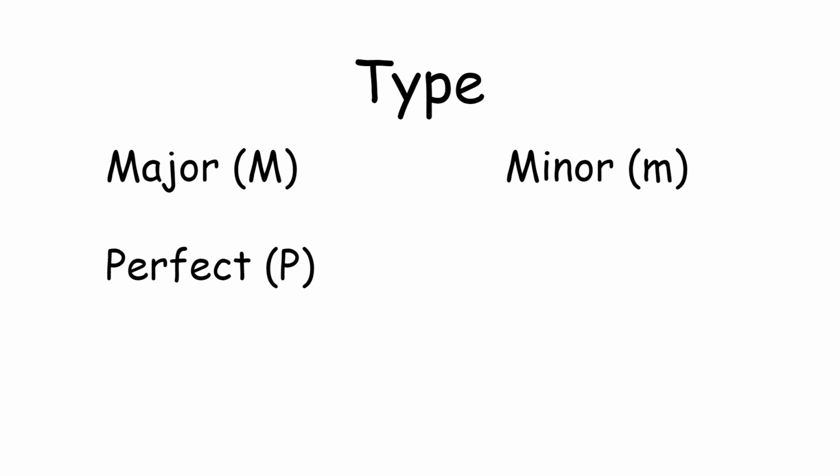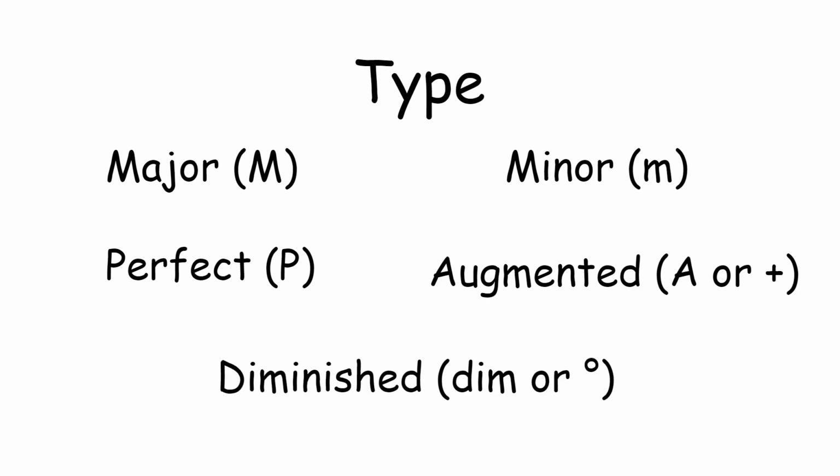There are 5 types of intervals. There are major, minor, perfect, augmented, and diminished. As you can see, they all have shorthands written next to them. The major has a capital M, the minor has a little m, perfect has a capital P, augmented has a capital A or a plus sign, and diminished has dim or a degree symbol.